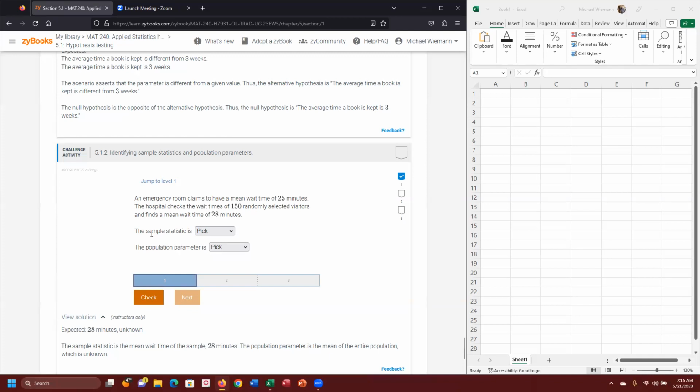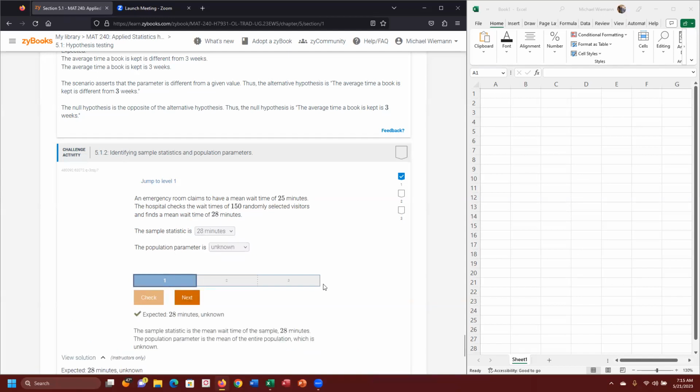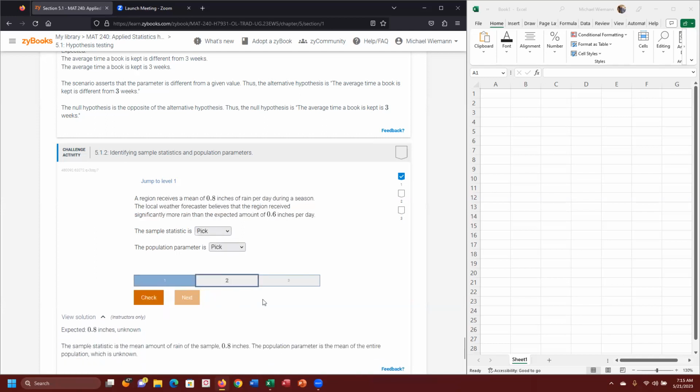Now, the sample statistic is based off of the 150 random selected visitors with the mean time of 28. So the mean from the sample is 28. So for the sample, I'm going to select the 28 minutes. The population parameter, unfortunately, we do not know that information. So relative to the information given to us in the context of the original problem, we'll check that, and we've got that correct in that instance. Let's go to the next one.